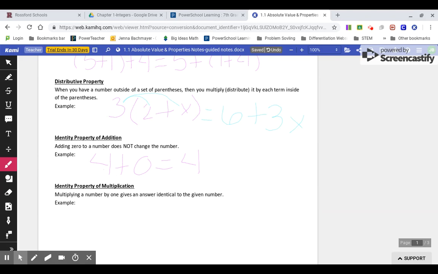Okay, same thing, identity property of multiplication. We are going to use the number 1. That's the number that we're using for this identity property. Multiplying a number by 1 gives an answer identical to the given number. So I take 5, multiply it by 1, equals still 5. Okay. All right.